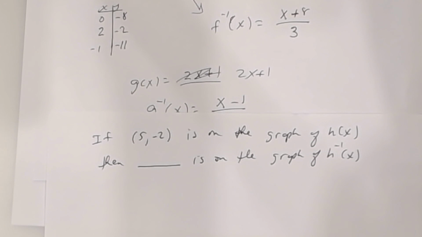Remember, the inverse undoes what the original did. So the original took 5 and got what? -2. The inverse does the opposite. It takes -2 and gives you what back? 5. So (-2, 5).